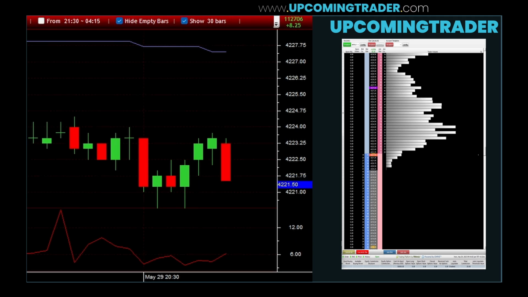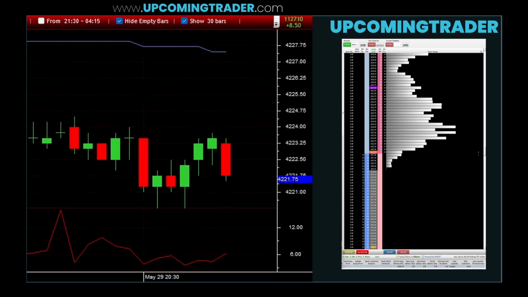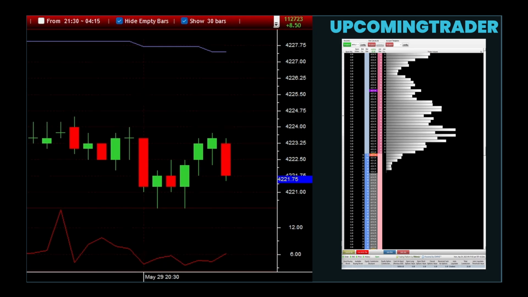Wedges are similar to triangles, but both trend lines are either rising or falling. A rising wedge is a bearish pattern that occurs in an uptrend, indicating that momentum is slowing and a reversal to the downside is possible. A falling wedge, on the other hand, is a bullish pattern that forms in a downtrend and suggests that the price may break higher once the wedge completes.